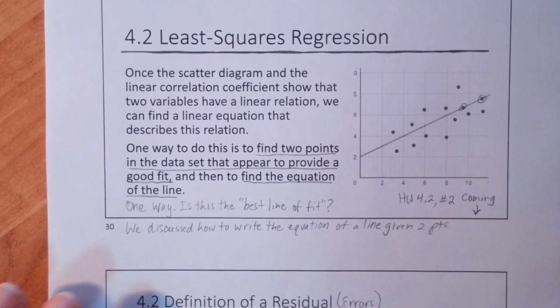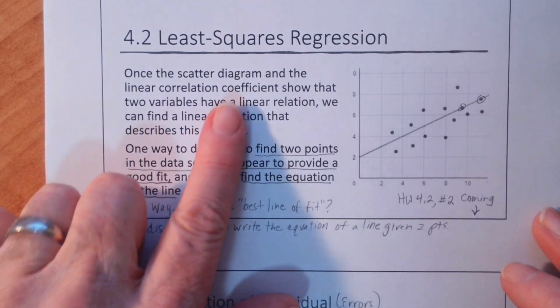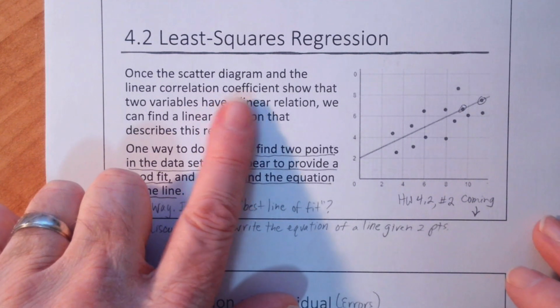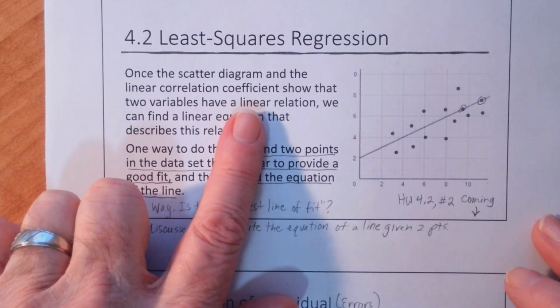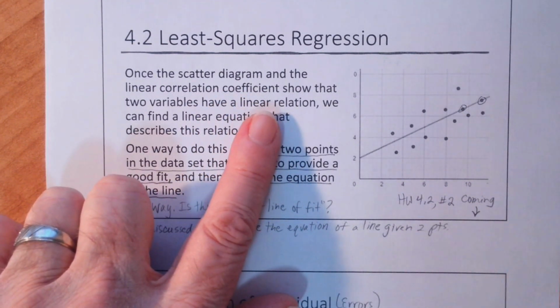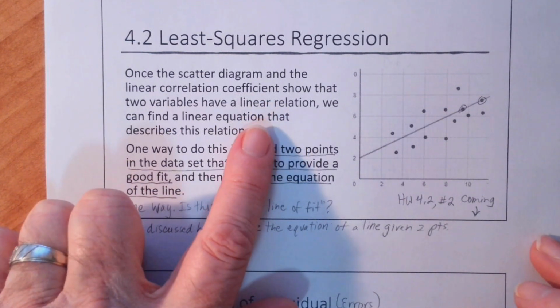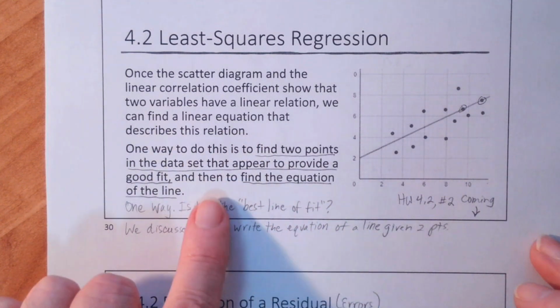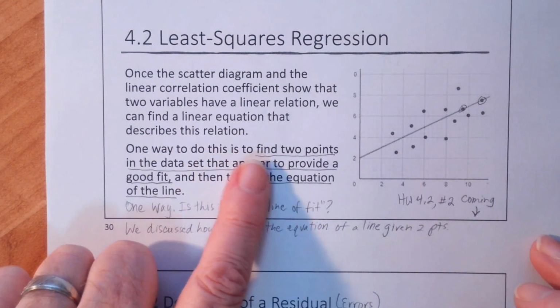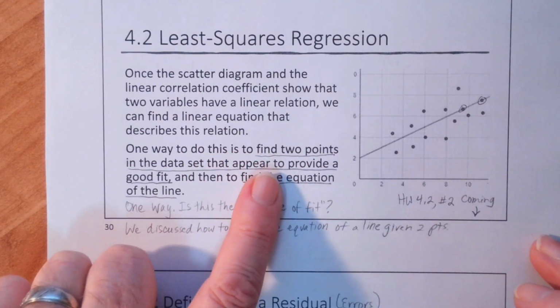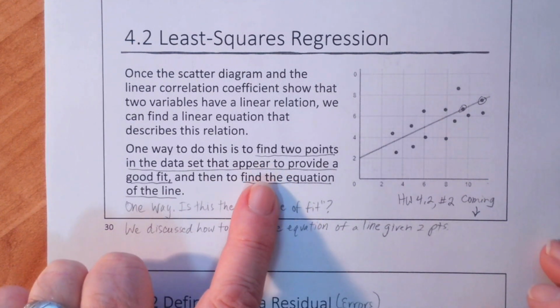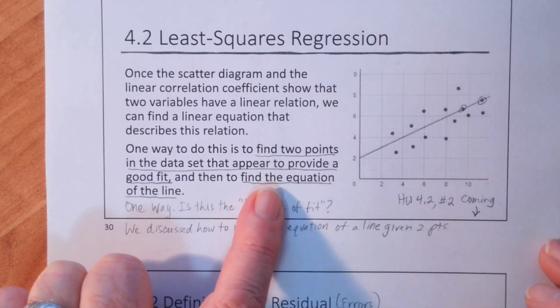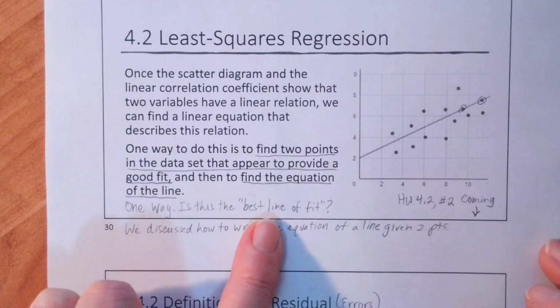So next we're going to talk about least-squares regression. Once the scatter diagram and the linear correlation coefficient show that the two variables have a linear relation, which is what we did in section 4.1, we can find a linear equation that describes this relation. One way to do this is to find 2 points in the data set that appear to provide a good fit, and then to find the equation of the line.